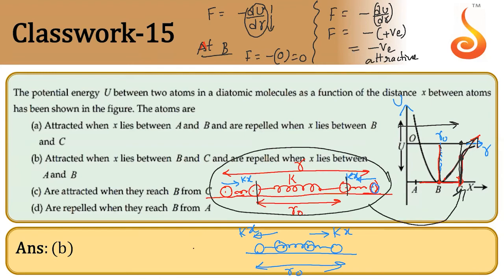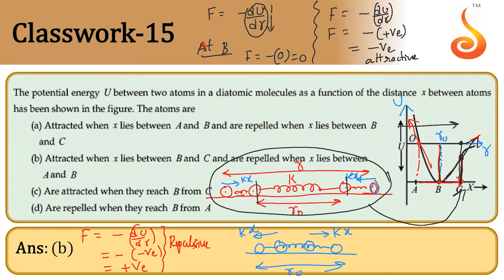Okay, understood all of you? Now come to the point A, somewhere here. Draw the tangent. Will this tangent have a negative slope or a positive slope? Negative slope, right? Again, put the formula F equal to minus dU by dr. The slope is negative, so minus into minus gives plus. So always remember, if the conservative force is positive, it will be repulsive.